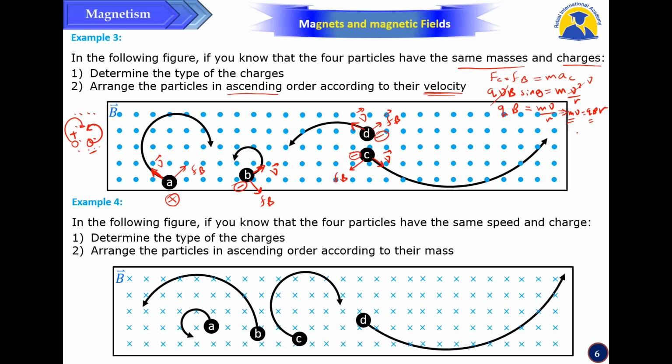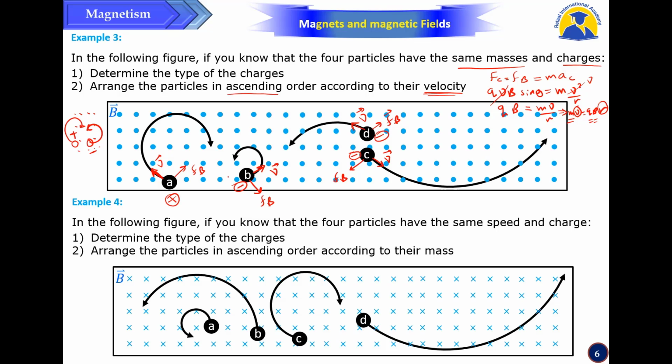M is constant because the four particles have the same masses. Q is also constant because the four particles have the same charges. Also, the magnetic field is fixed. So now we have the relation between V and R, which is directly proportional. When V is increasing, R is increasing. So the particles that have the highest radius of curvature will have the highest velocity.